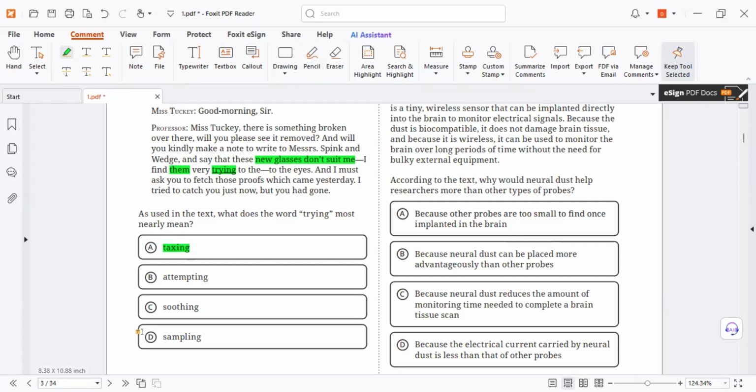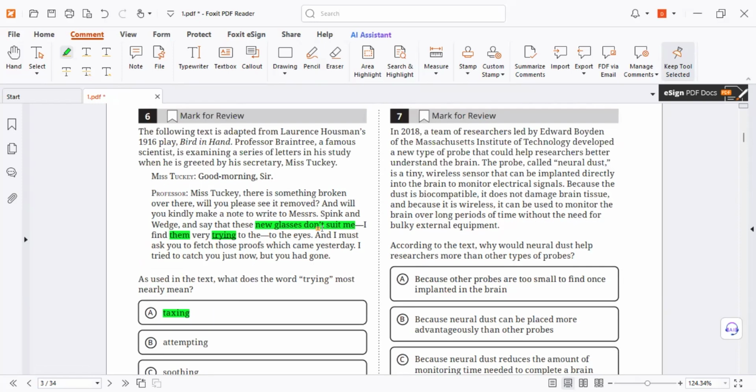But B, C and D, it is a general meaning of the word trying. I find them very trying to the eyes. This means it makes my eyes tired. Do you feel it? But here it's like you are going to do something to experience. And this one means to calm you, to make you calm, but here it's opposite. That's why. So tone is always used in the question, negative or positive. Here, try again.